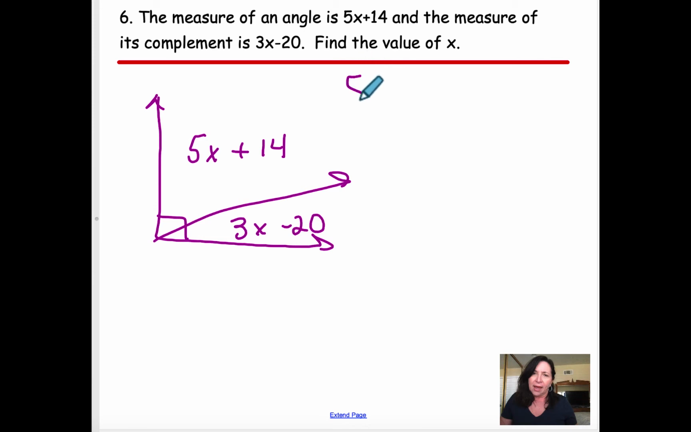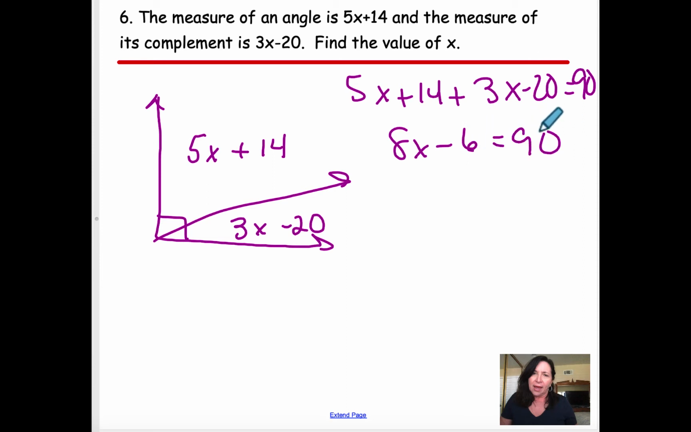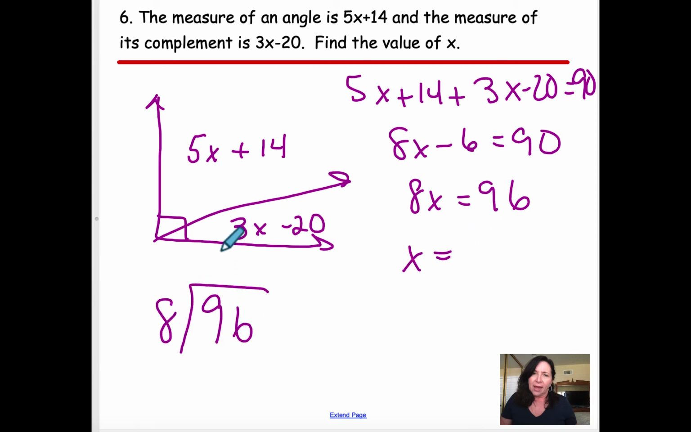When I add these two expressions up, 5x plus 14 plus 3x minus 20 does equal 90 degrees. So 5 and 3 is 8x. 14 minus 20 is negative 6, and that equals 90. 8x equals 96. Divide by 8: 8 goes into 9 once, 1 remaining, 12. 12 is my answer. That's x.